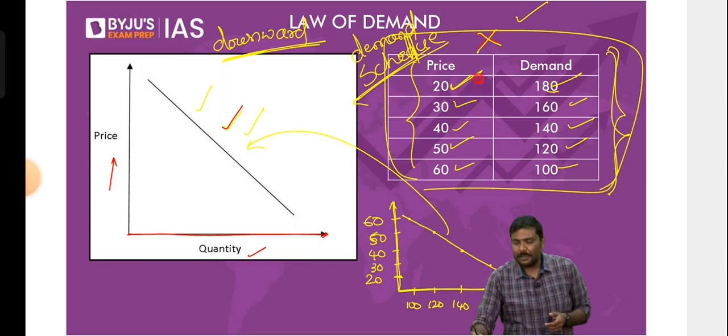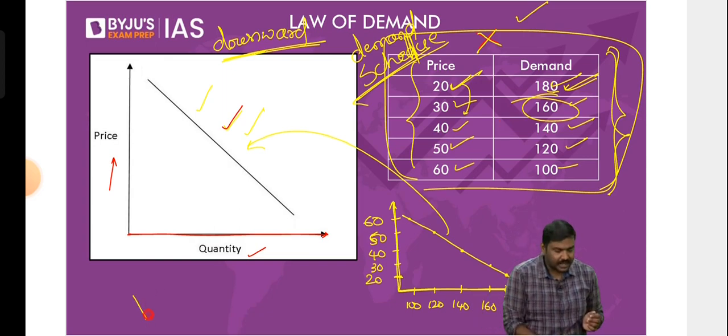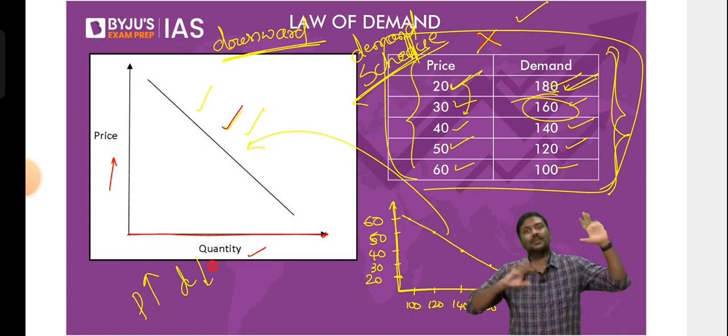When the price was at 20, the demand in the market was 180. But when the price went up to 30 rupees, the demand has to come down. That is given here. And that's the reason I said price and demand will move in opposite direction. If price goes down, demand goes up. And if price goes up, demand goes down. Right? They will move in opposite direction.